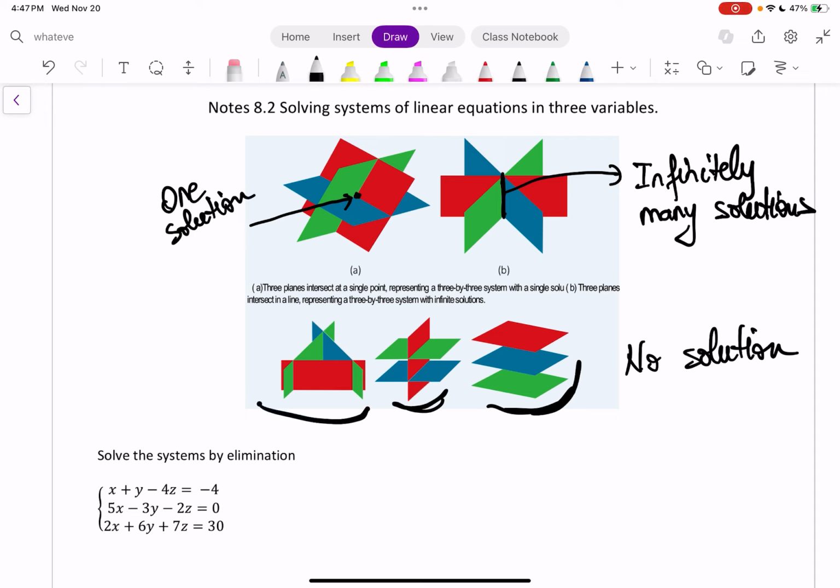And then there's another picture right here where only two at a time meet, but not all three together. So again, we can get no solution, we can get infinitely many solutions, or we could get one solution for these 3x3 systems, we would call them. Okay, so three equations, three variables.